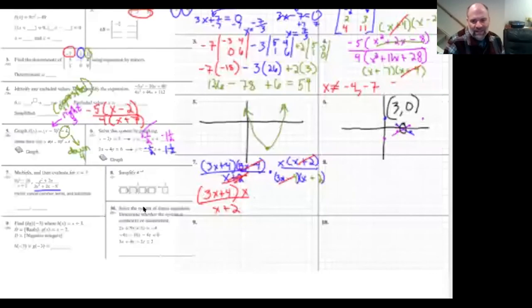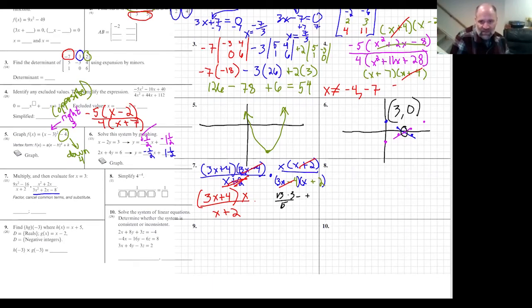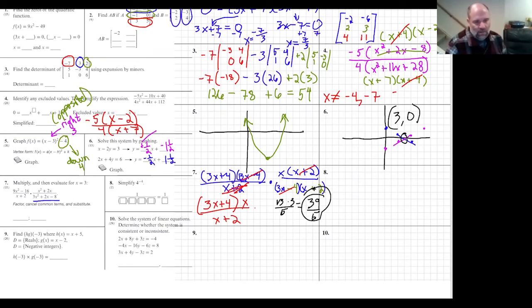And then the last part says plug in 3 and evaluate. So just plug in 3 there, and I get 3 times 3 is 9 plus 4. So 9 plus 4 is 13 times 3 all over 5. So that's just 39/5 after you plug in 3. Okay, so that's number 7. That's a tough one, but you guys can do it. I believe in you.